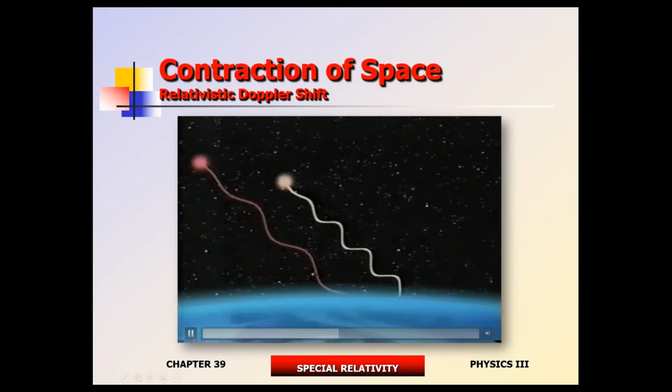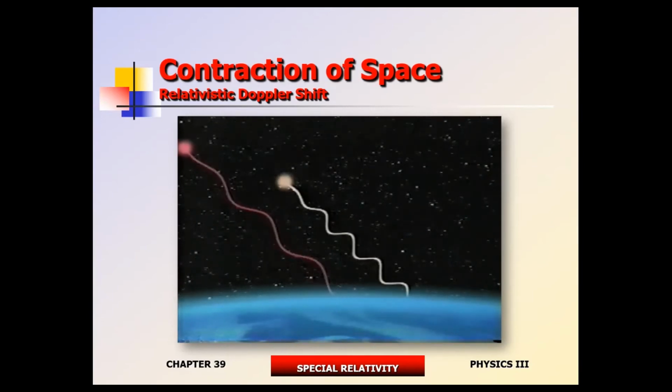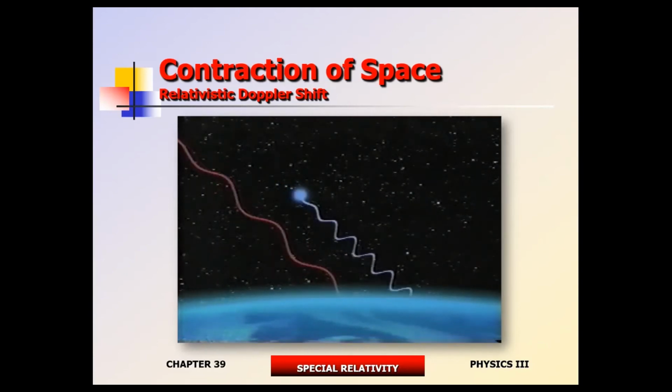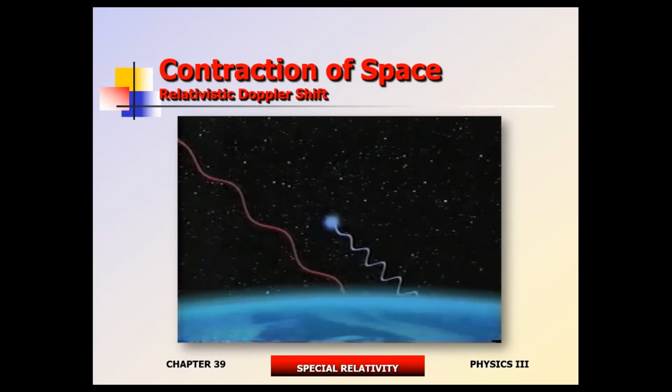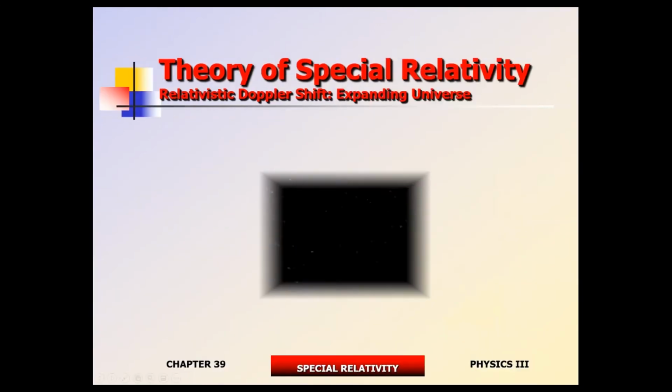The light appears redder. The faster it's moving, the redder the light. If a galaxy is moving closer, the light is compressed and appears bluer. All right, so relativistic Doppler shift is the way we know that there's contraction of space.